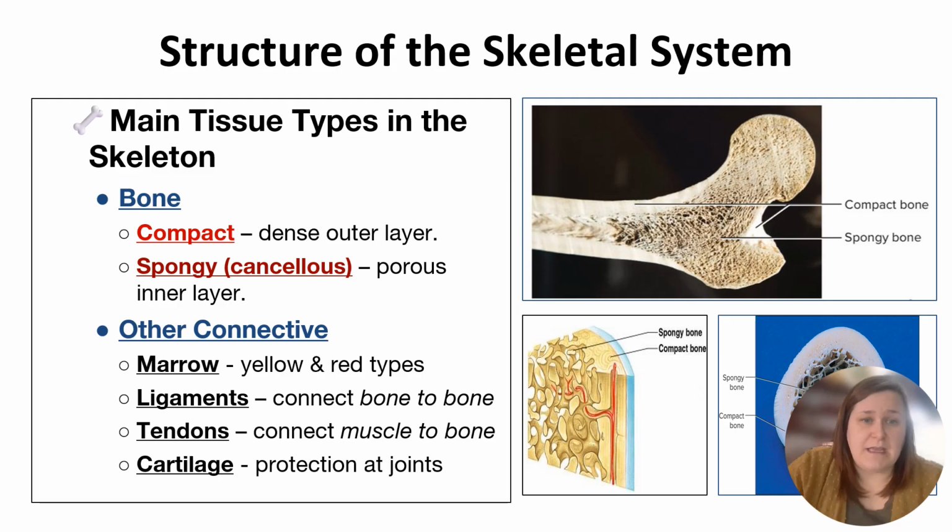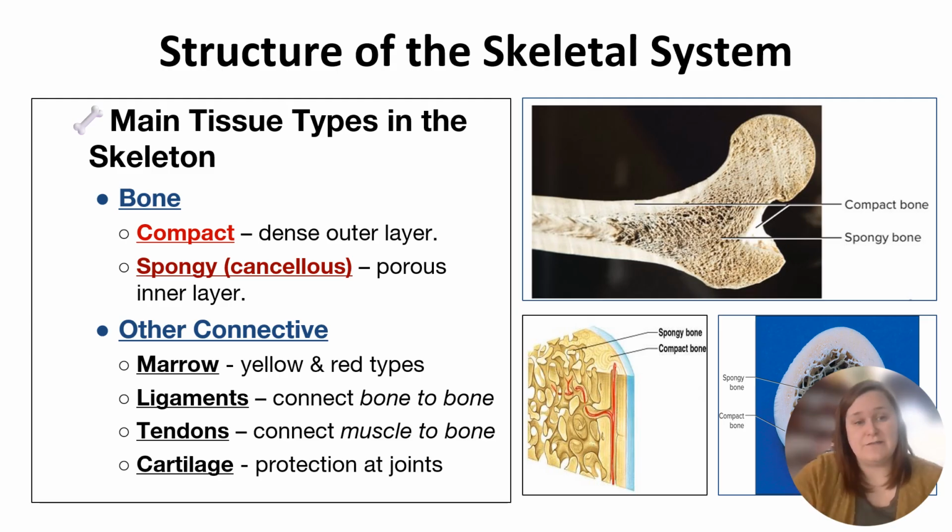So the main tissue types of the skeleton are going to be bone and other connective tissues. So when we're talking about bone, we're going to have two primary types. We're going to have compact bone. This is going to make up our dense outer layer of bone. This is what you often think of as being bone and the bone that we typically see. We also have spongy bone. Spongy bone is going to be the porous inner layer that is inside of bone, and it's very important, and we'll talk about all the reasons why in a few slides.